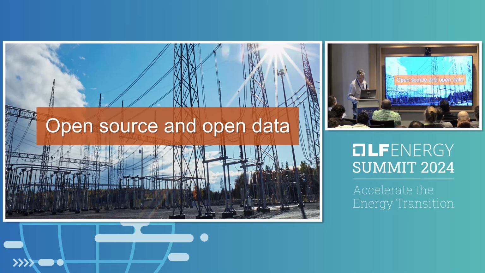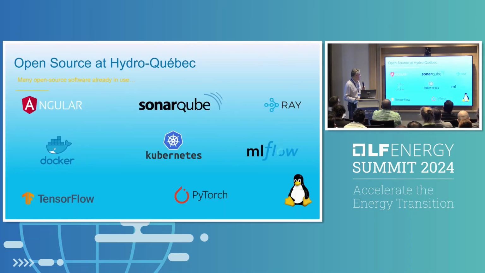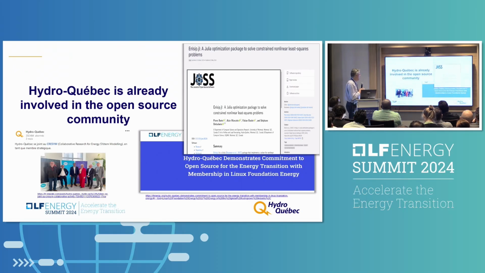So, open source and open data. The energy transition does not end, of course, at country borders, so we have to make common efforts to face the upcoming challenge. Open source at Hydro-Quebec is already used, with classical libraries and tools: TensorFlow, PyTorch, Linux, and so on. And Hydro-Quebec is already involved in the open source community.